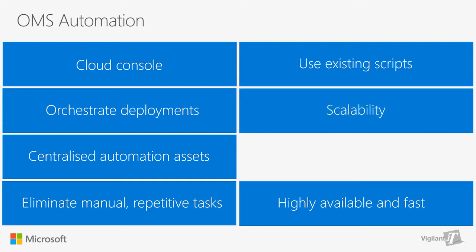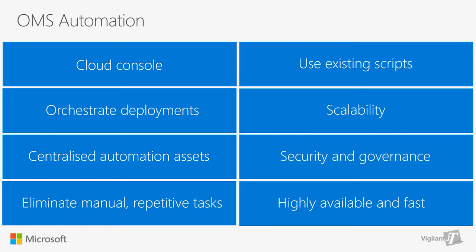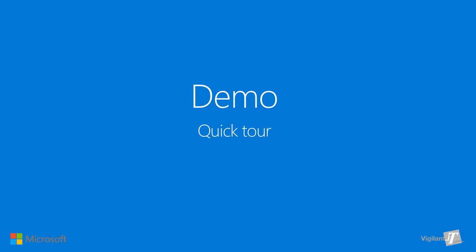Scalability becomes a standard as your resources will be automatically assigned to where and when it's needed. And finally, security and governance is ensured by enforcing your configurations and policies upon existing or newly deployed workloads. All this across any platform, any cloud. Now that I've introduced OMS Automation, let me quickly go to the Azure portal and give you a quick tour.